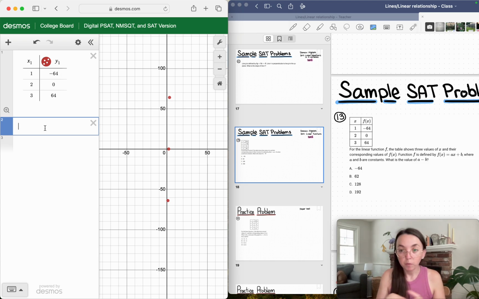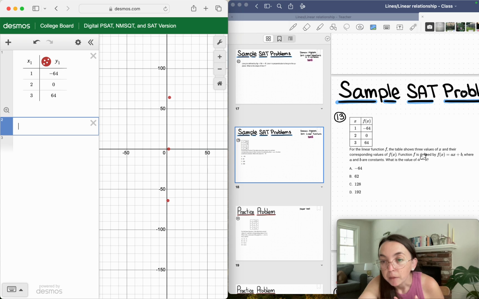So in problem 13, it says that f is defined by f of x equals ax plus b. This is y equals mx plus b, right? That's the form that we're using. And as you can tell, a is the slope and b is the y-intercept, and we just need to minus the slope from the intercept, or vice versa, in order to get our solution.